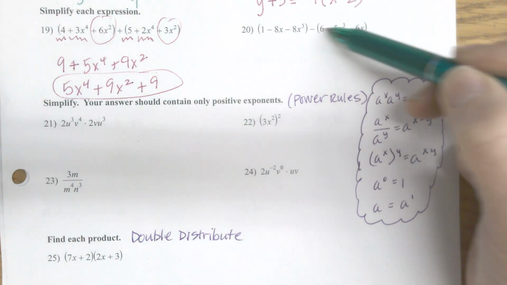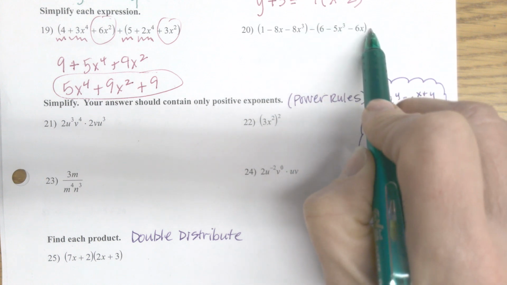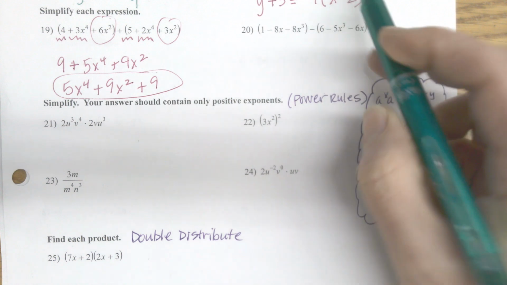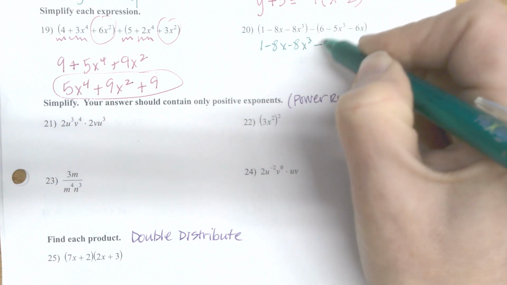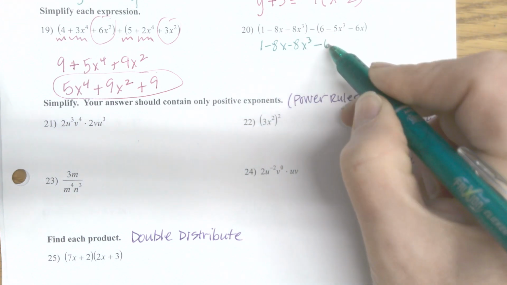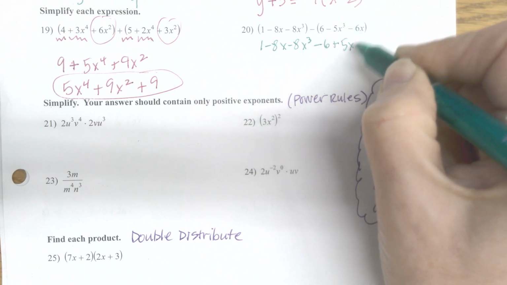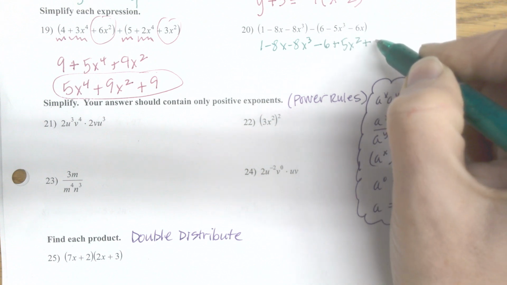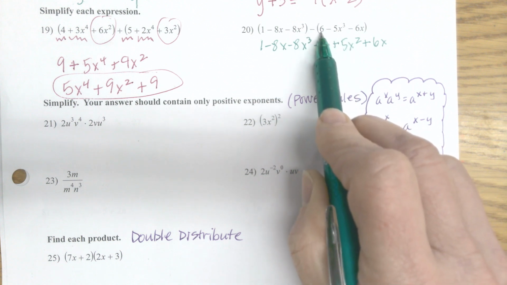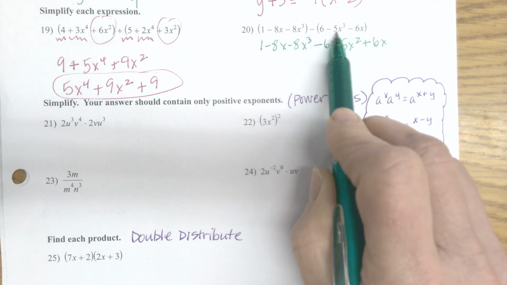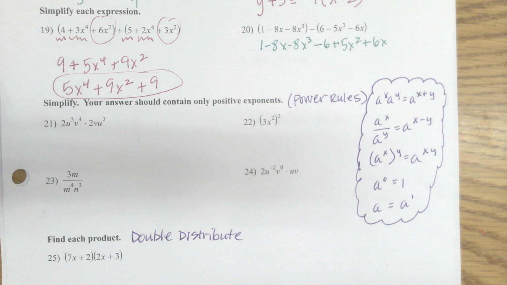Up next, what if I'm subtracting? Well, when you're subtracting, everything that comes after the minus has to change the sign. Subtraction is like the opposite. So this is 1 minus 8x minus 8x cubed minus the 6. That was positive, becomes minus 6. The minus 5x cubed becomes positive 5x cubed. The minus 6x becomes positive 6x. So change all the signs in the second thing from the parenthesis. That 6 was positive, I make it minus. This was a minus, I make it plus. Minus, make it plus. Now I can do exactly like I did in the last one, just combine like terms.